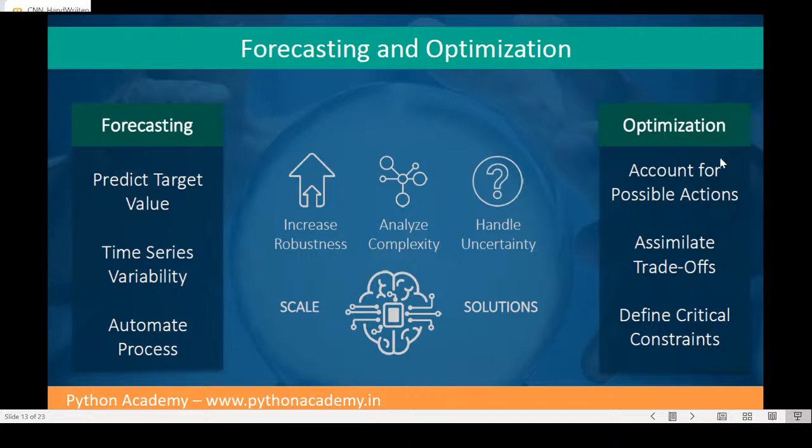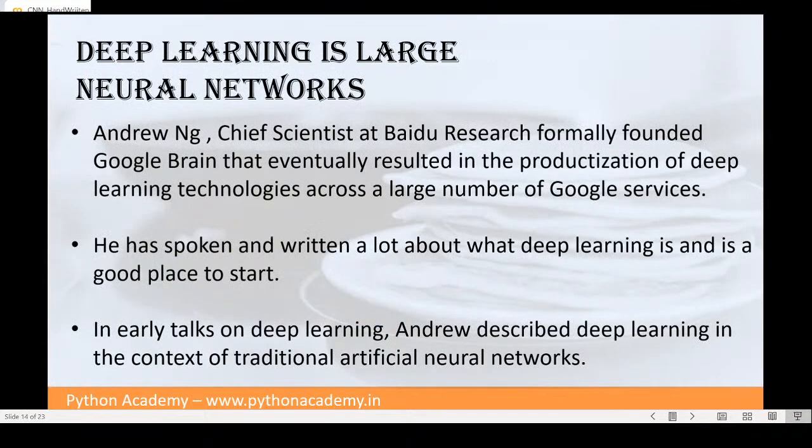There are some optimization problems like accounting for possible actions, assimilating the trade-offs, and defining the critical constraints. Such optimization works in a lot of apps which we are using, like Zomato, Uber, Ola. They use this kind of optimization to handle uncertainty, because many times you book something and you don't instantly get the cab. They have to search with some optimizing algorithm. Okay, so that is the third part. So our case was deep learning.